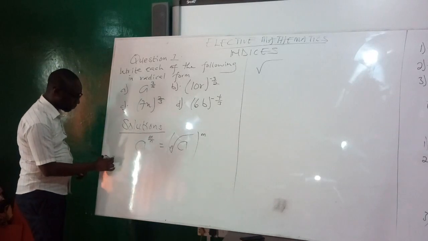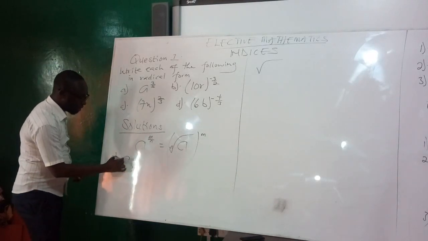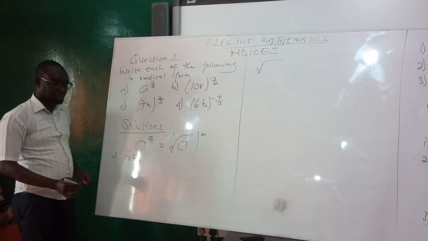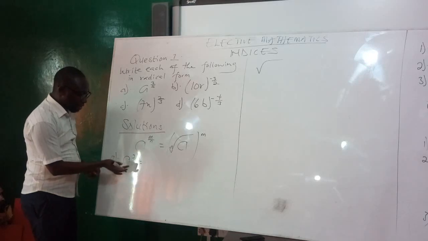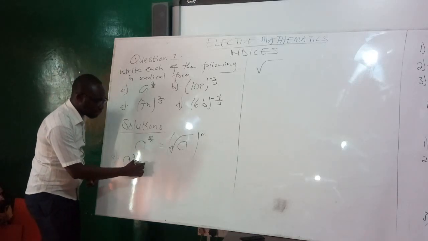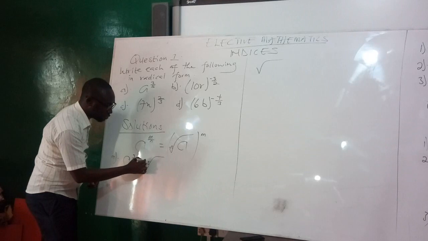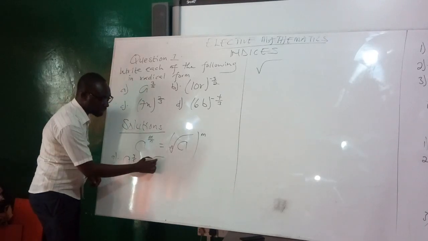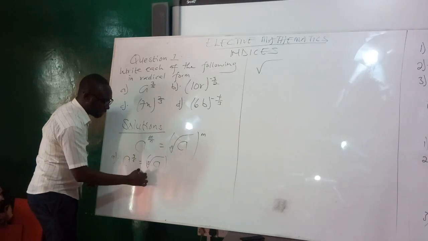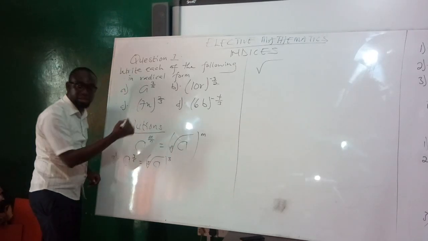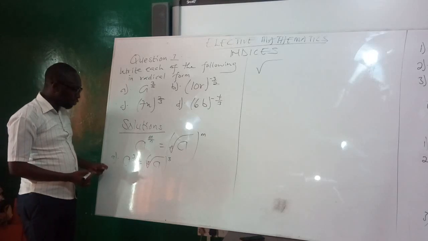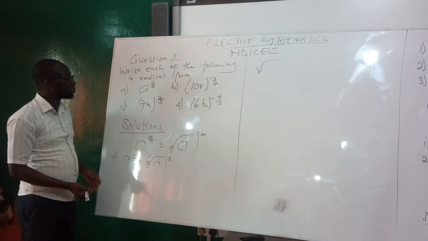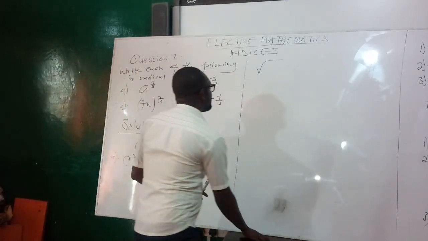So a, we have been given a raised to the power of 3 on 5. Now the denominator for the fractional part is 5. So we write this as the 5th root, so it comes here, because it's the denominator. Then the radicand becomes a. We bring our brackets, then the exponent is 3. So this is how we write this in a radical form. Now the second question, B.